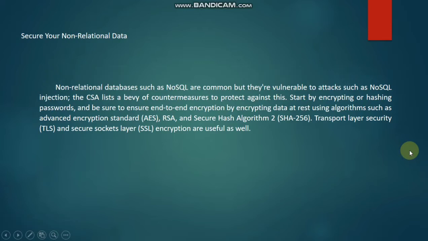Next is secure your non-relational data. Non-relational databases such as NoSQL are common, but they're vulnerable to attacks such as NoSQL injection. The CSA lists a bevy of countermeasures to protect against this.